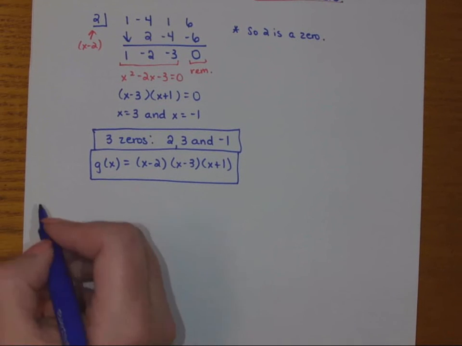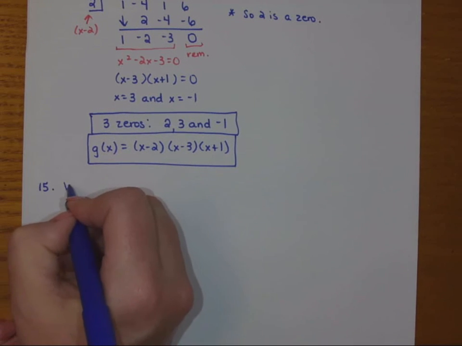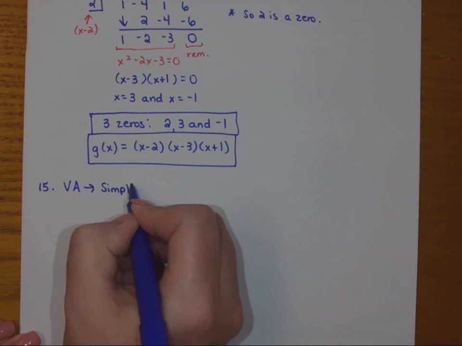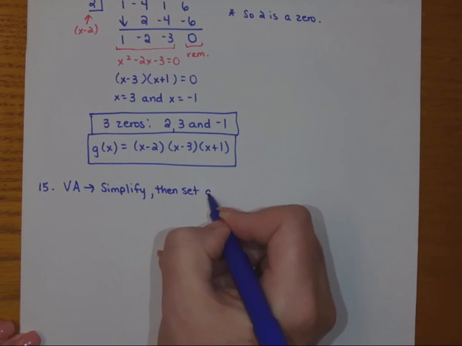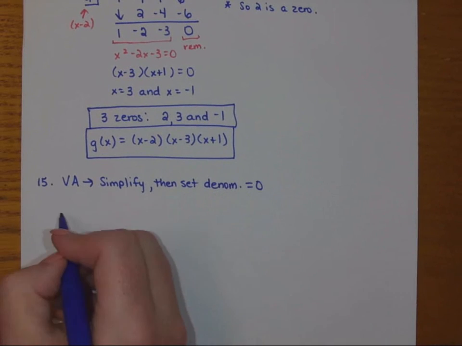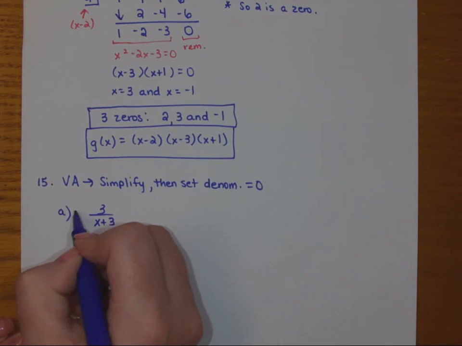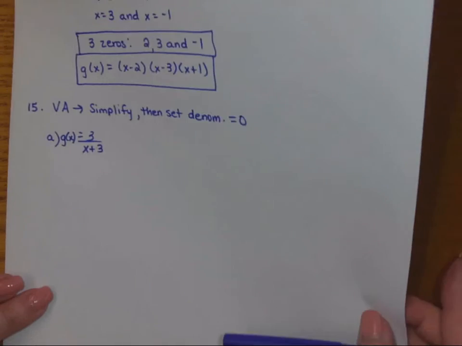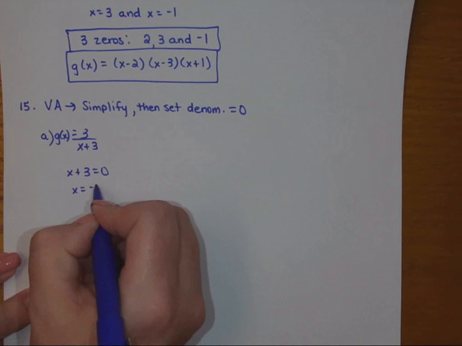Okay, so let's look at 15. So vertical asymptotes, remember this is how you find vertical asymptotes. You simplify, then set the denominator to 0. So on part A, g of x equals 3 over x plus 3. Note, we can't simplify this at all, so we just set x plus 3 equal to 0. So you just get x equals -3.